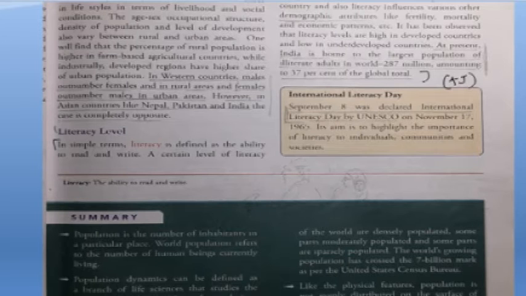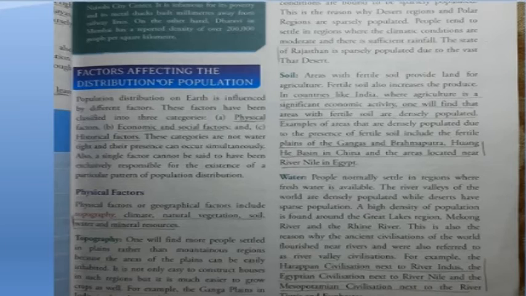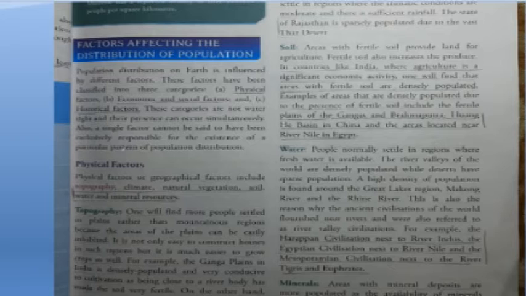And now the answer in detail. First is what reasons may be accounted for the uneven distribution of population on the surface of Earth. Factors affecting the distribution of population. So first is physical. Just write this.